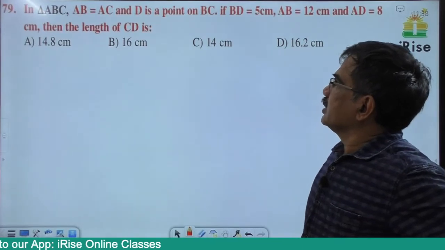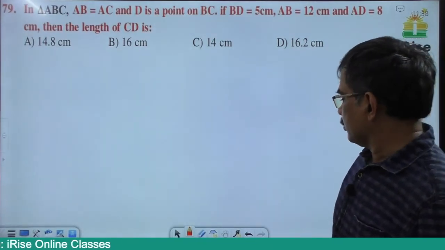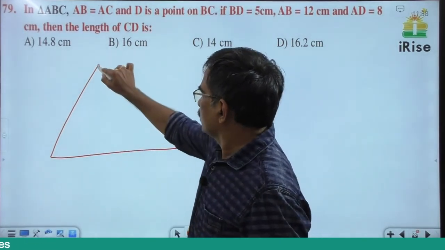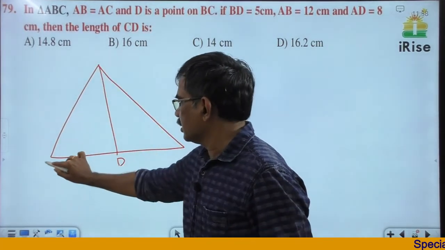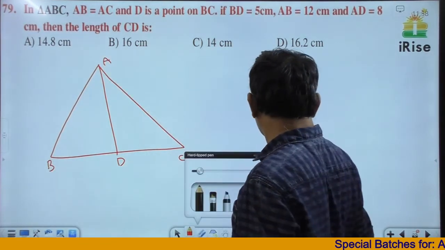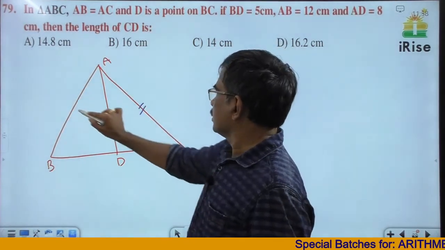In triangle ABC, AB is equal to AC, D is a point on BC. I think it is the same as the previous question. D is a point on BC. This is A. AB is equal to AC, given. This length is the same as this length.